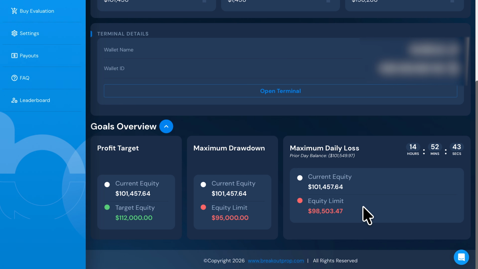And how they calculate it, like I said, is they take your previous day balance and they remove 3%. The amount that is left is what you have here. So if your total balance goes below that amount for that day, you will lose that account. So these are the important things you need to take note of on your dashboard when you get your own account.